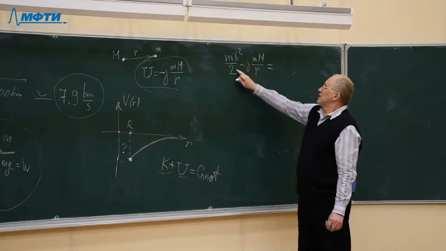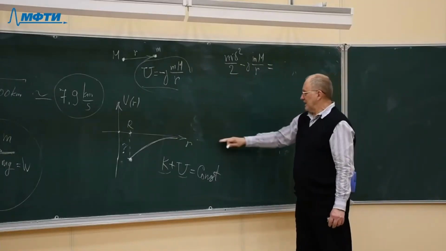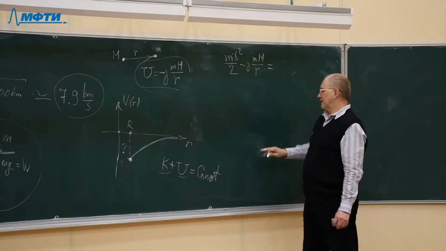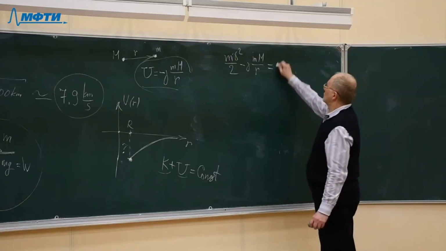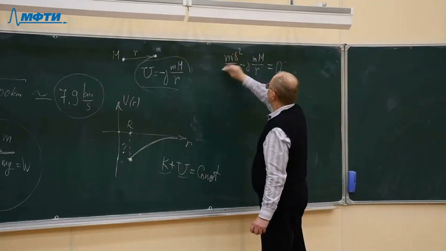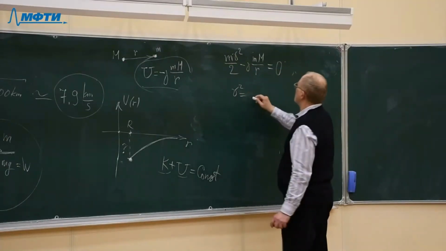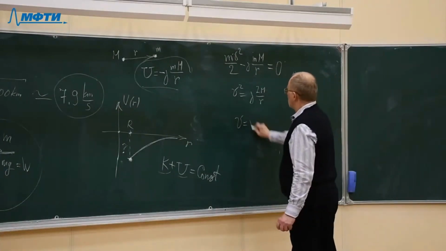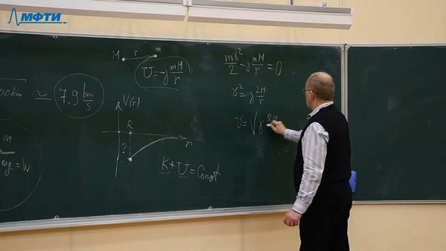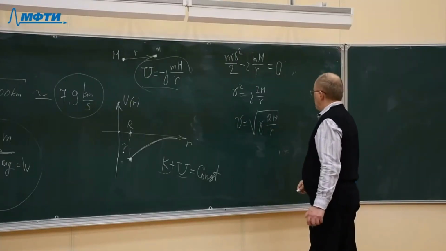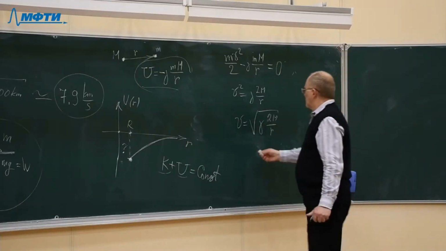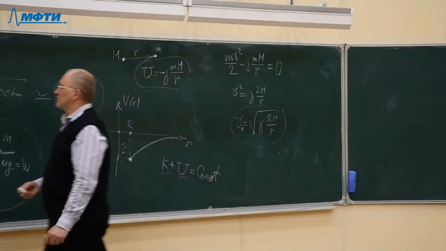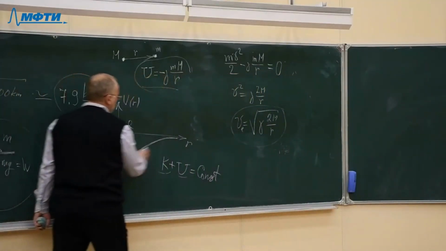The minimum kinetic energy means that at large distances the velocity of the body will be very small and the kinetic energy will be almost zero. So all this is zero, and from here we obtain the velocity. The velocity squared will be gamma 2M over r, and so the velocity will be the square root of gamma 2M over r. That's the escape velocity which is needed for an object to leave the planet, to go to infinite distance.